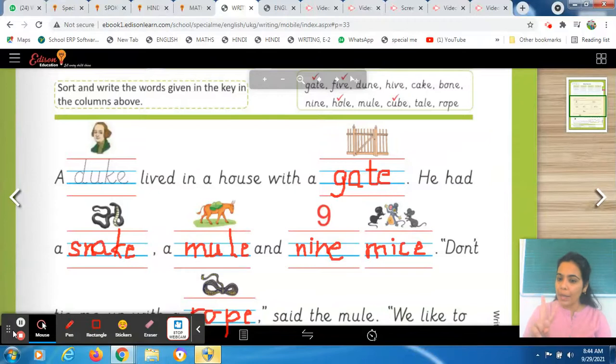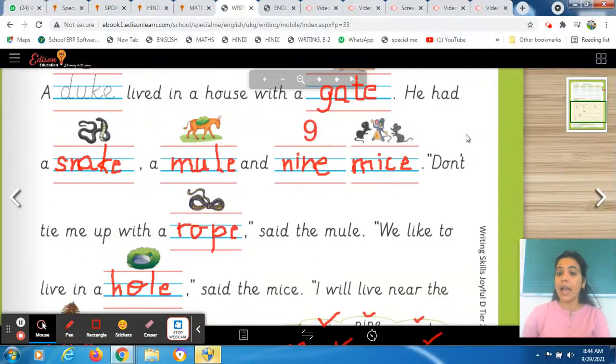इसके पास one snake है, one mule, and 9, total 9 mice हैं, right? So maybe he is an animal lover. That's why he has lots of pets. He had a snake, a mule, and 9 mice. Now, don't tie me up with a rope. Who said that? Said the mule. The mule said, don't tie me up with a rope. मुझे rope से मत tie करो.